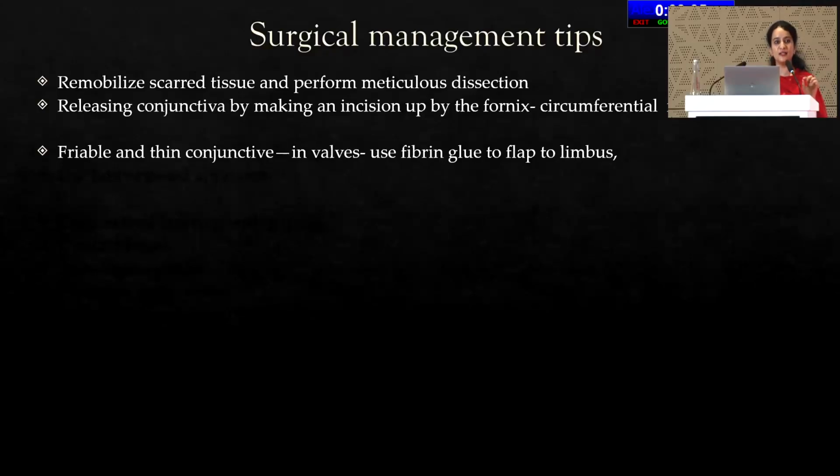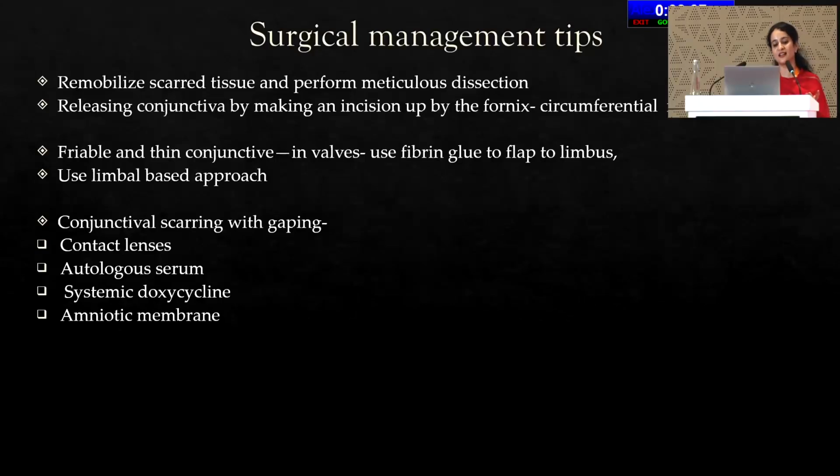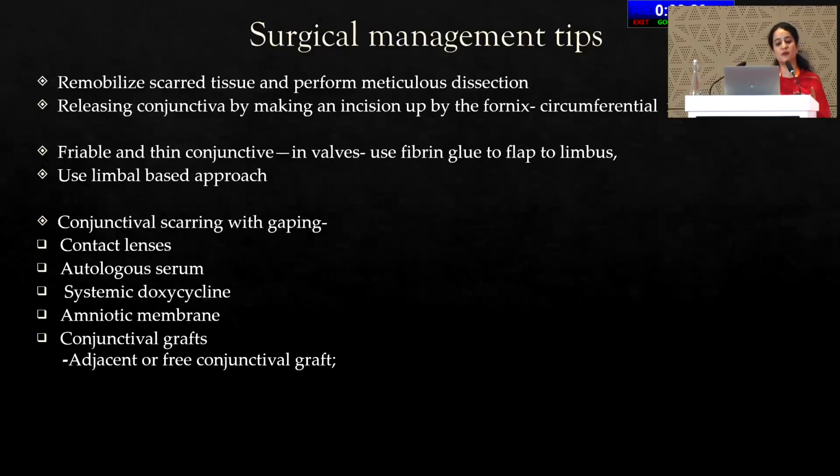If you have a very friable and thin conjunctiva, especially one that bleeds on touch, especially in valve cases, try not to use sutures and use fibrin glue instead. Use limbal-based approaches instead of a fornix-based approach in patients where you find there's a lot of scarring at the area of the limbus. In conjunctival scarring with gaping, for example after surgery, in initial cases you can give them contact lenses, autologous serums, and there is a role for systemic doxycycline. If that fails, go for surgical procedures like a layered AMT, and if that fails, go for a conjunctival graft, which may be from the adjacent or free conjunctiva, or a pedicle graft.